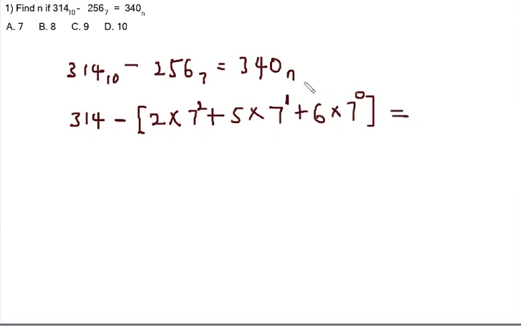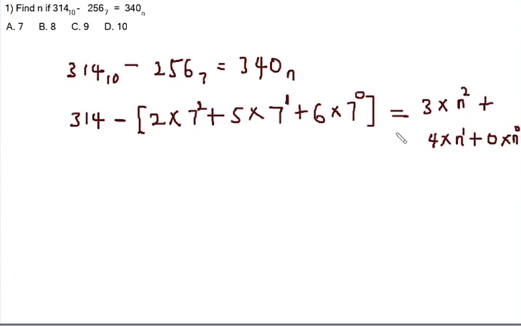Onto the right-hand side, we have 340 base n. Converting 340 base n to base 10 is 3 times n, plus 4 times n, plus 0 times n. Starting from the right to the left, I'll be giving increasing powers like I did before. So this will be 0, 1, 2.